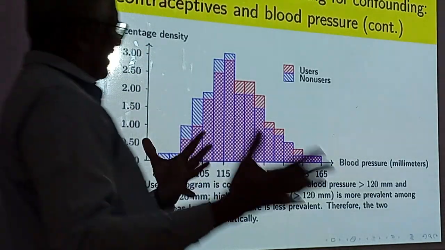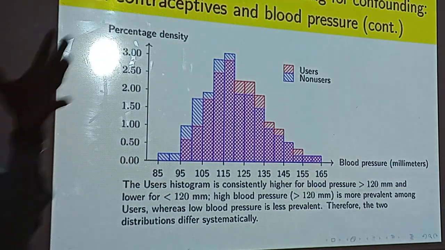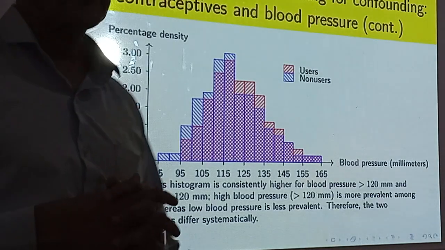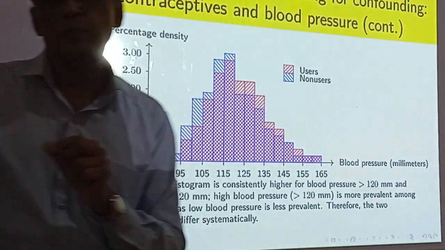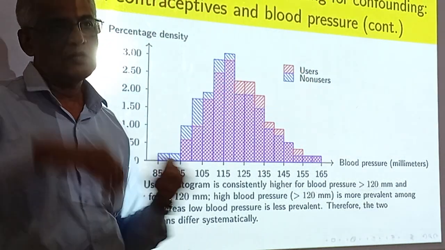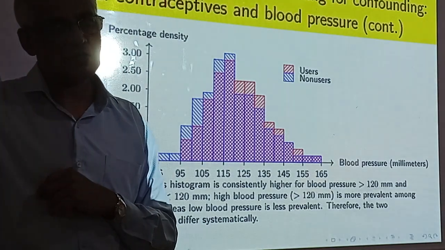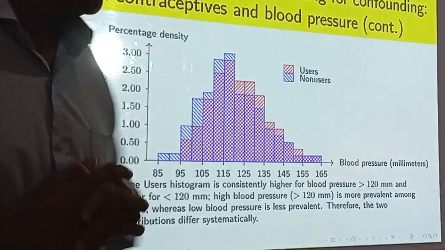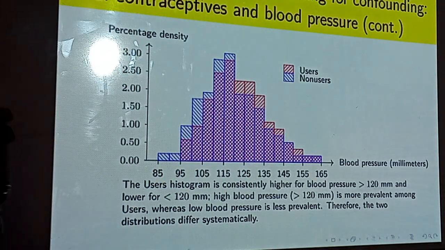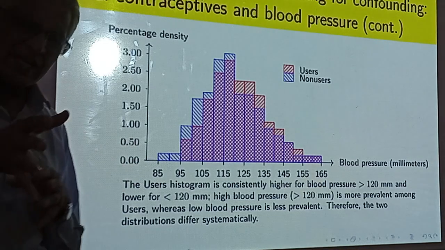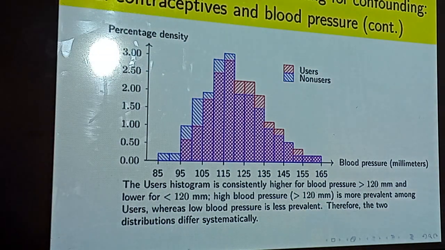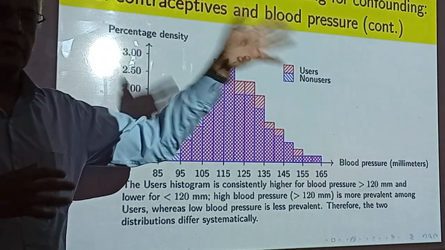So one might say that this indicates the two distributions in the population are also more likely to be different, and therefore it indicates a possible association between using or not using the pill and blood pressure. That's how you argue about it. Because there is a systematic difference between the two distributions of blood pressure for the users and non-users, that is probably an indication of an association between blood pressure and usage of the pill.